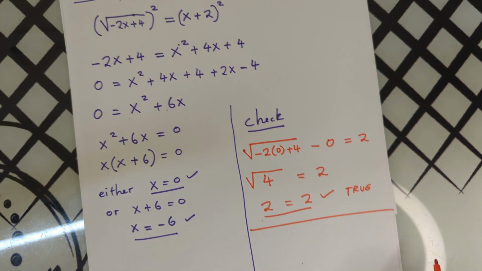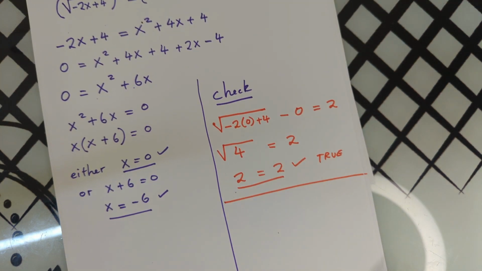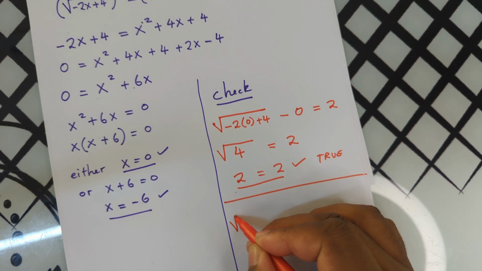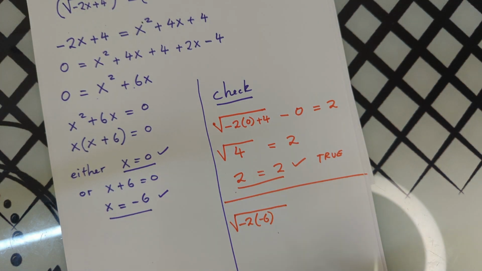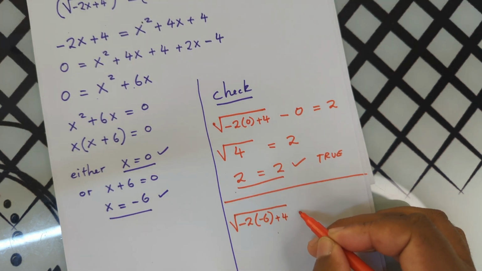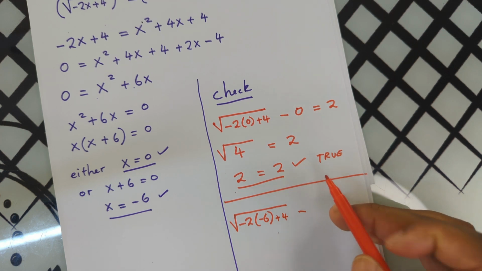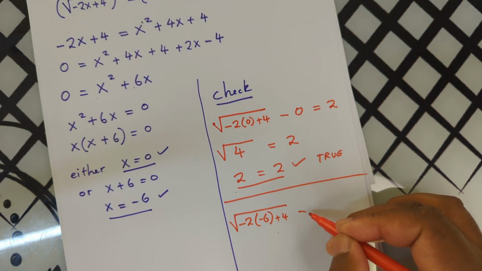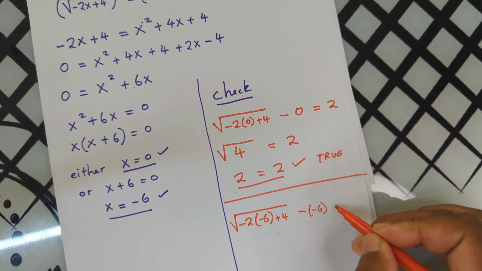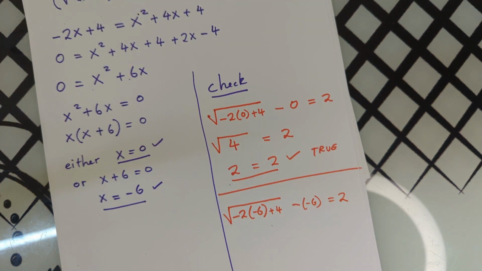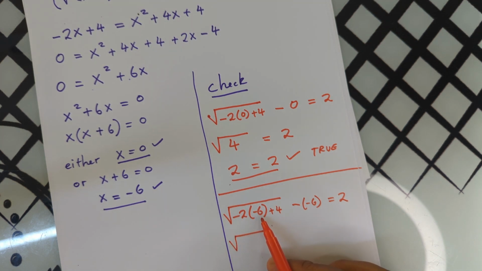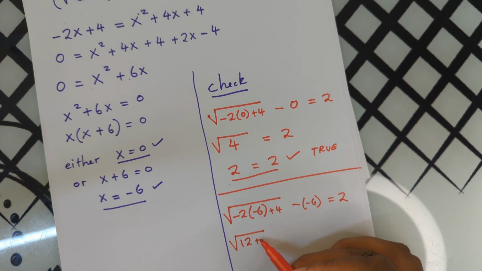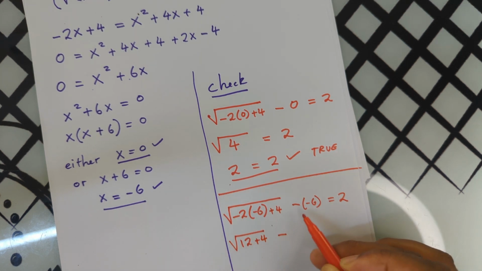Now let's do the same for x equal to negative 6. So let's replace again our x with negative 6. So we have the square root of negative 2 multiplied by negative 6 plus 4, minus our x, which is negative 6. So this one will be negative negative 6. Is this going to give us a positive 2? We need to check. Square root of negative 2 multiplied by negative 6, that's positive 12, plus 4. Negative multiplied by negative, that's positive.